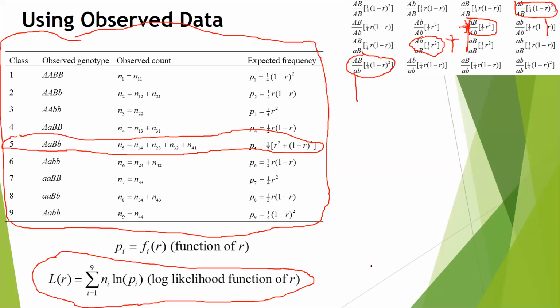So if you do the first derivative and the second derivative for this log likelihood function of R, it's not easy for us to get a closed form of the solution. So is that clear? Any questions?